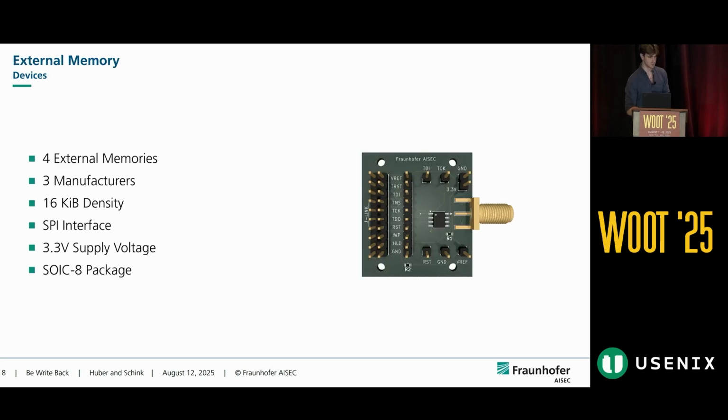All right. Now to test this, we had a look at 4 external memories from 3 different manufacturers. All are of 16 kilobit density, except one, which was only available in 32 kilobit density, but that should not matter that much. They all share the same SPI interface, share the same commands, and they're all able to operate at 3.3 volts. So we tried to match them as closely as possible. And conveniently, they all have the same package, SOIC-8, which we used to mount on our development board, where we also mounted an SMA connector close to the power rail of the chip to ease our crowbar glitches.